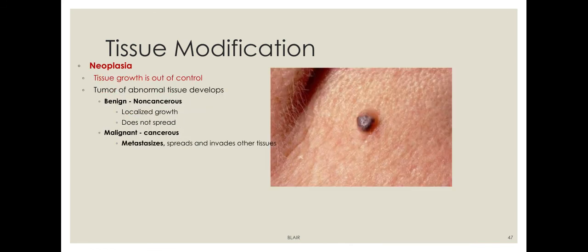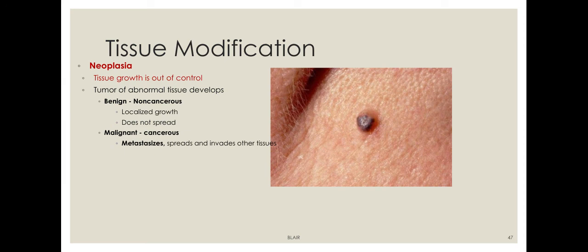And then we can also have something called a neoplasia, which is tissue growth that is out of control. And we can have a tumor. That's when we have this abnormal growth. And it can be benign, so non-cancerous. It has localized growth. It doesn't spread. And that could be something like a skin tag or a mole. Sometimes there will be literature that will even call a wart this. It's just a growth that is not normal, that it keeps growing.